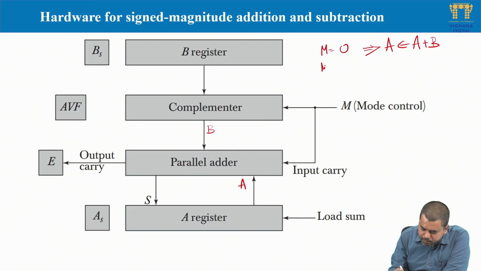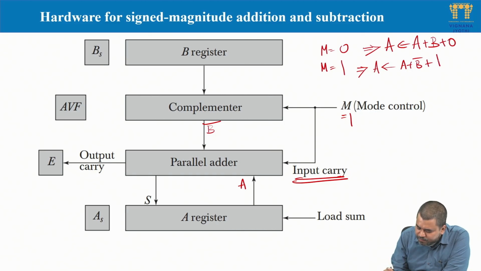Similarly, if M equals 1, as I told, this will be the B complement. Since M is also given as an external input carry to this parallel adder, it will perform A plus B bar. In the other case we give external carry 0, but in this case we give 1, right? This is equivalent to what? A is nothing but A minus B, right? So this A minus B operation is done with M equal to 1.